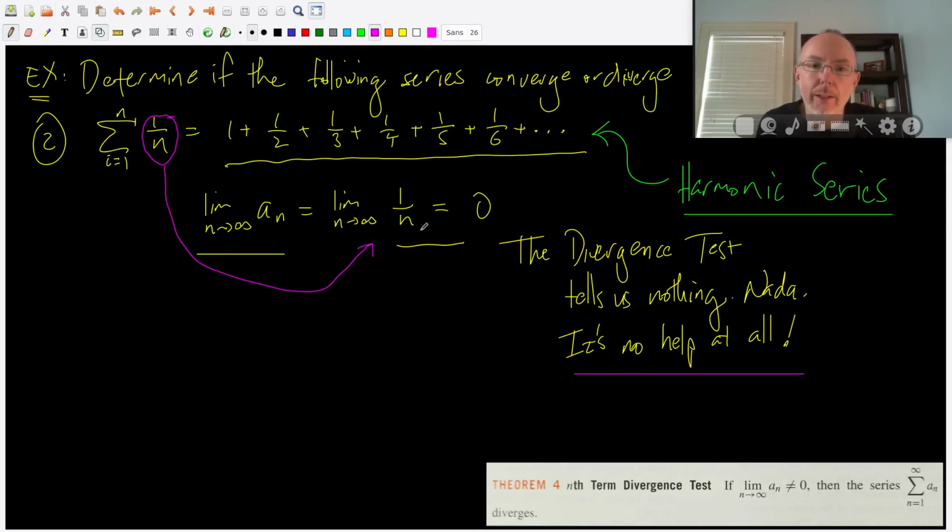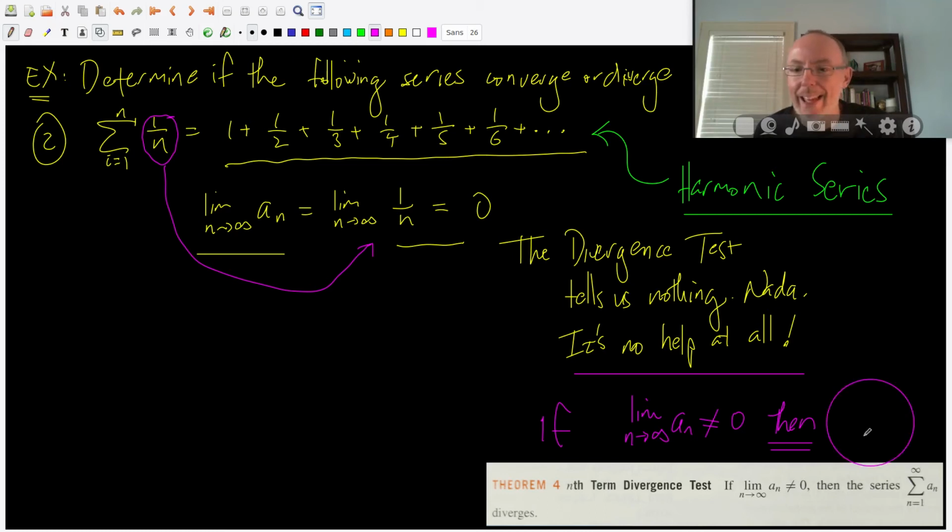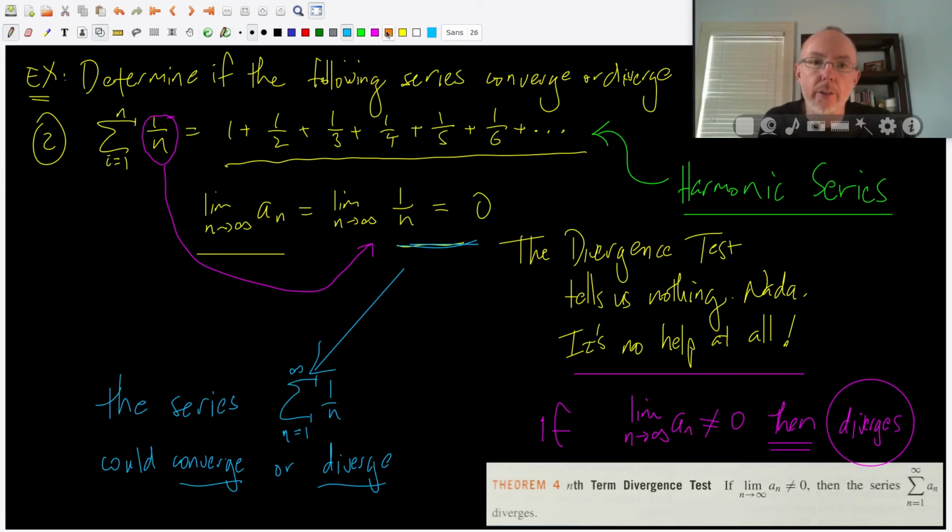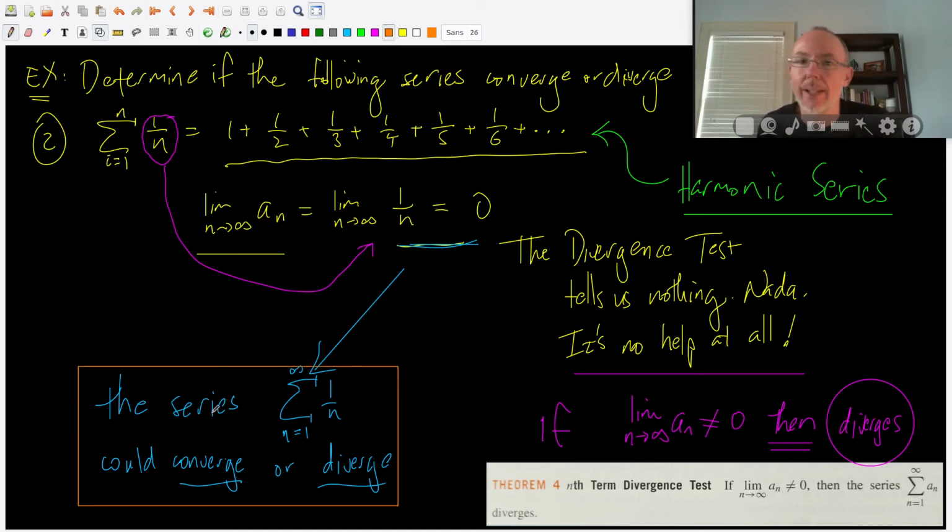It's really important to realize this because the test is an if-then statement. It says if something happens, and in this case, the if is if that limit is not 0, then something happens. And that something is the series we're thinking about diverges. But we don't have a limit here that's not 0. The limit is 0, so it could converge, or it could still diverge. The test tells us nothing, so we've actually learnt nothing. The divergence test doesn't apply, so it doesn't tell us that it diverges, but that doesn't mean that it converges.